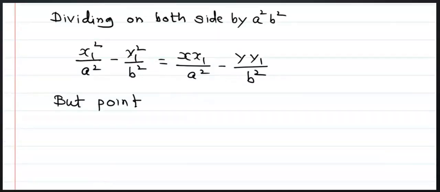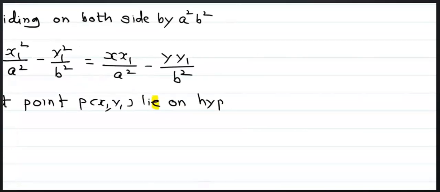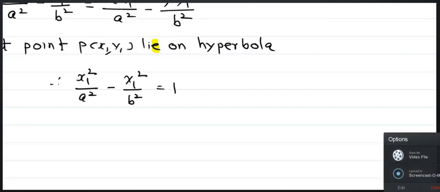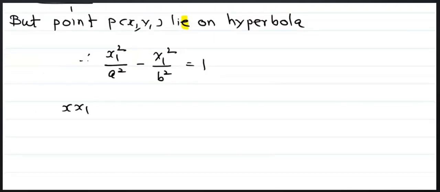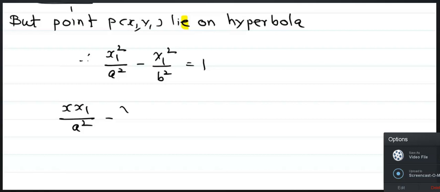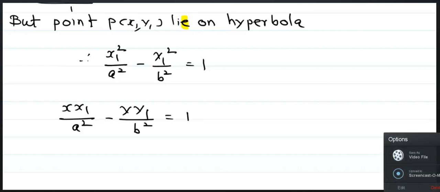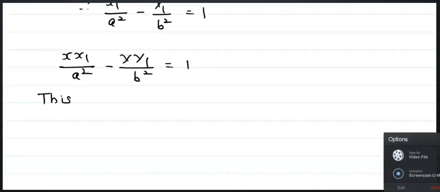Now, the point P x1 y1 lies on the hyperbola. Therefore, x1 square upon a square minus y1 square upon b square is equal to 1. Therefore, x x1 upon a square minus y y1 upon b square is equal to 1. This is the equation of the tangent to the hyperbola at the point x1 y1.